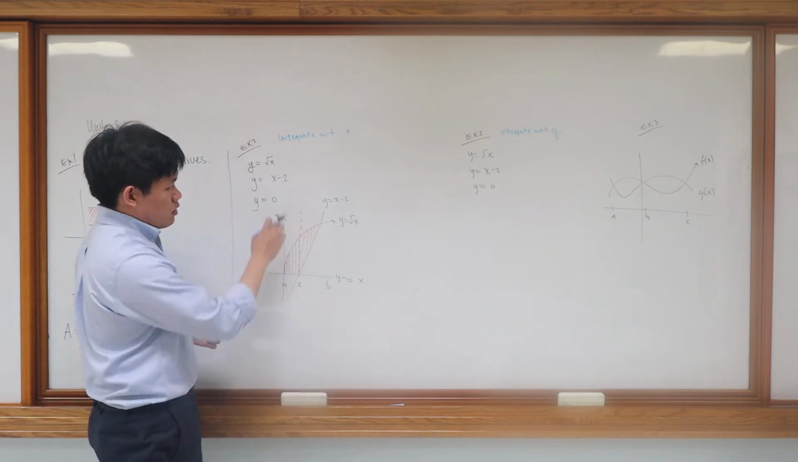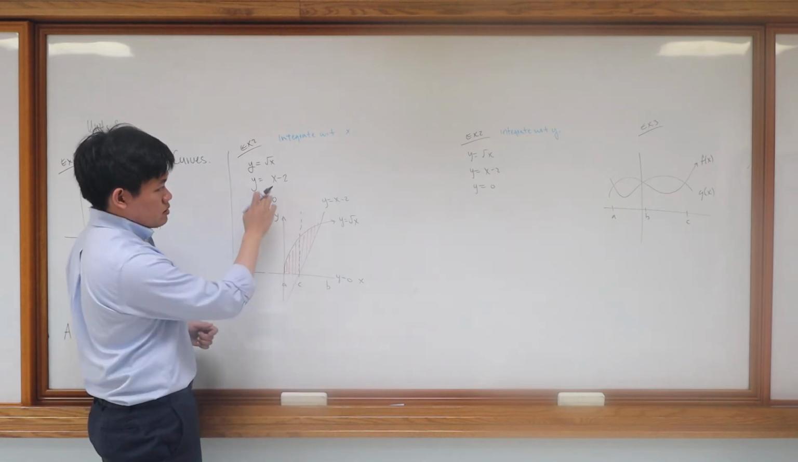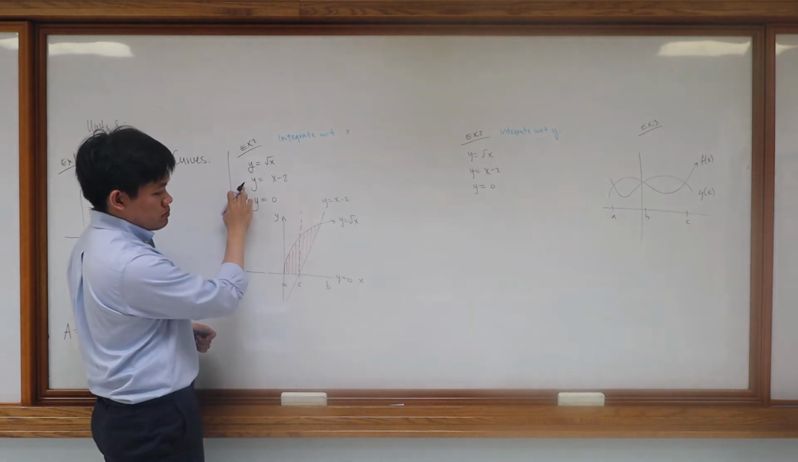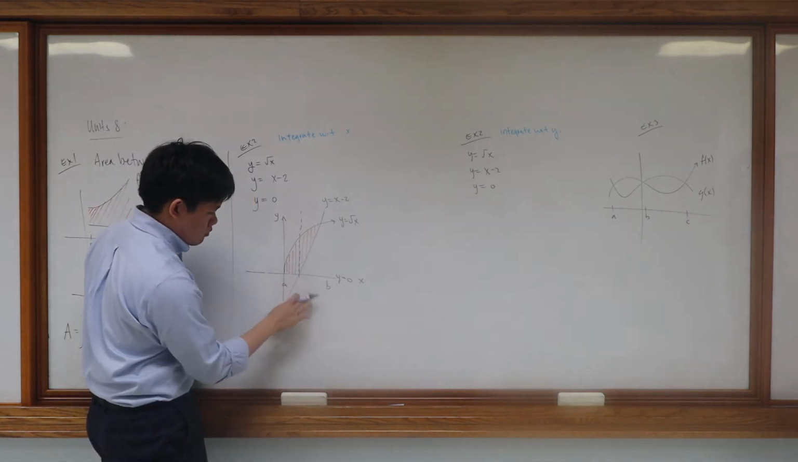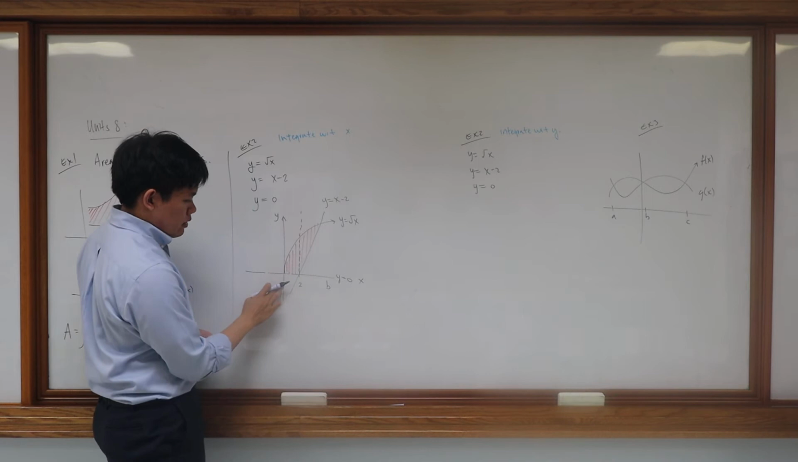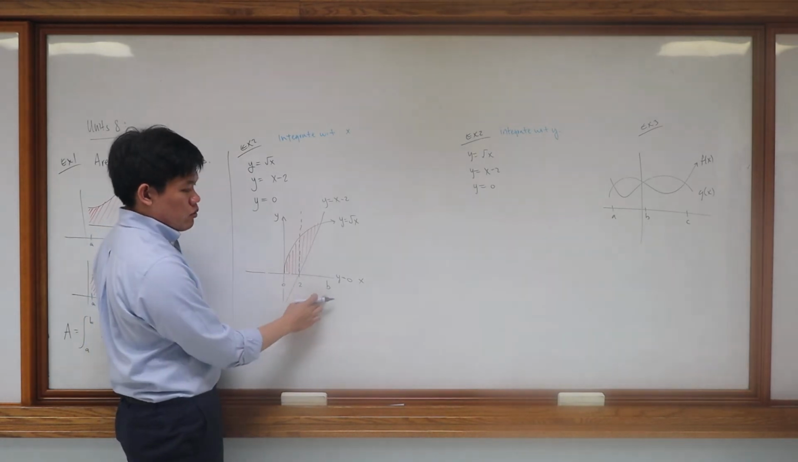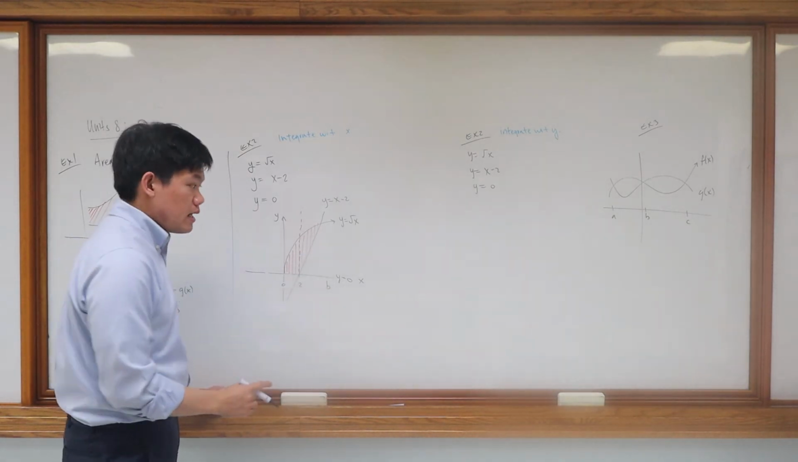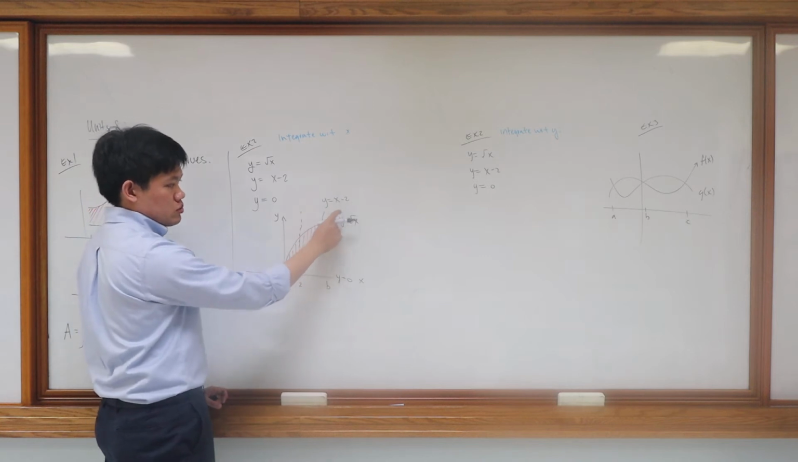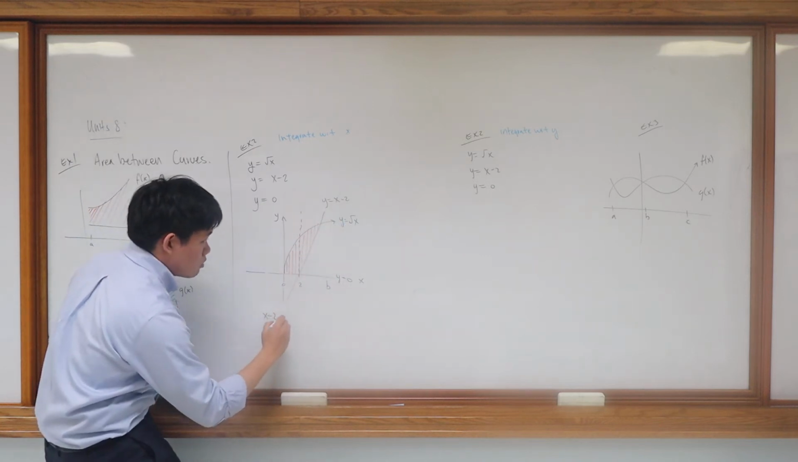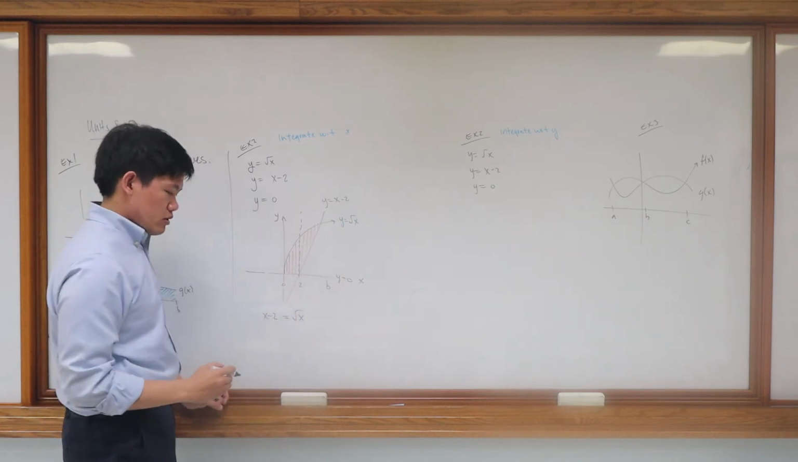First of all, for this point c, that's when y equals 0, so that means c is equal to 2, and this part here is going to be 0. We need to look for what b is. When you look for b, it's going to be the intersection between these two curves. In that case, x minus 2 is equal to square root of x. So let's go ahead and solve this.